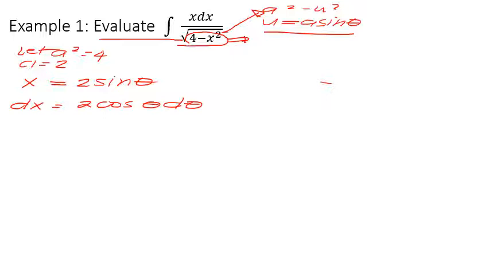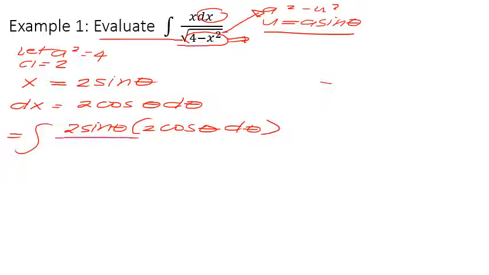Now we could have x dx. You have your x, 2 sine theta, that's your x value. And then this dx here, we have 2 cosine theta d theta, all over the square root of 4 minus 2 squared, that's 4, sine squared theta.